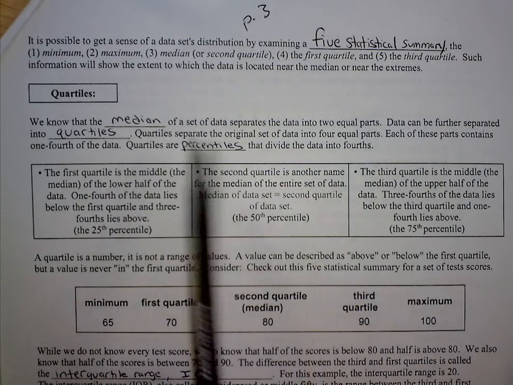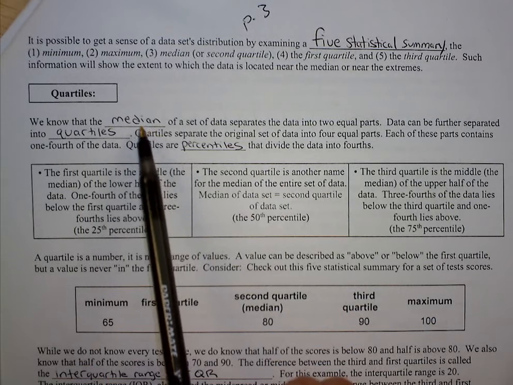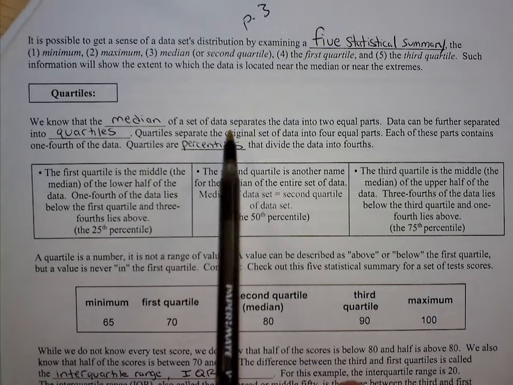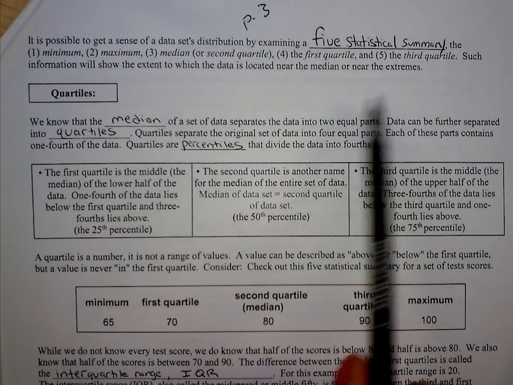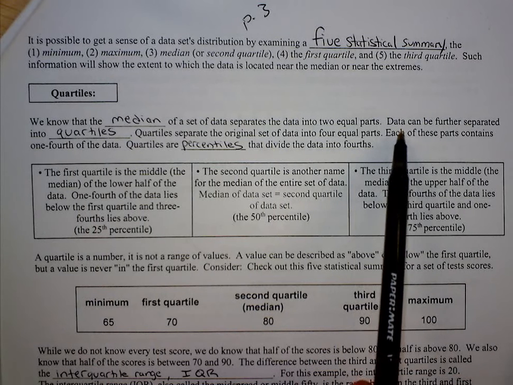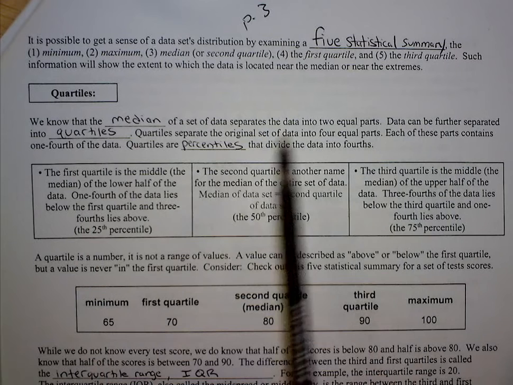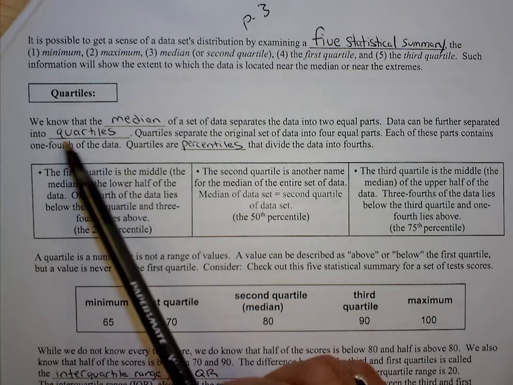We talked about a day ago what the median is. The median is the exact middle of the data set. If you have an even amount of data points, you average the two in the middle. And then once we have the median, we can further separate the data into what we call quartiles.